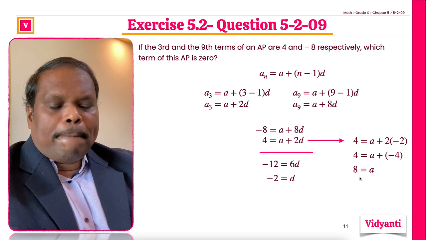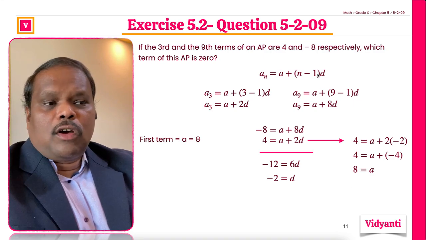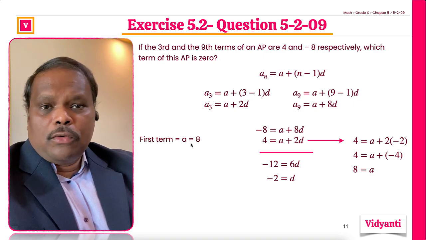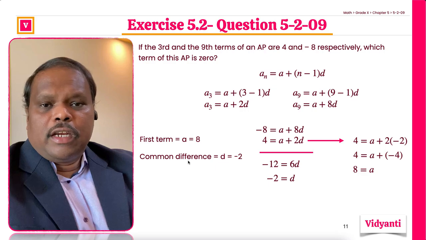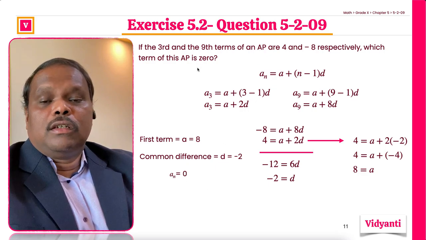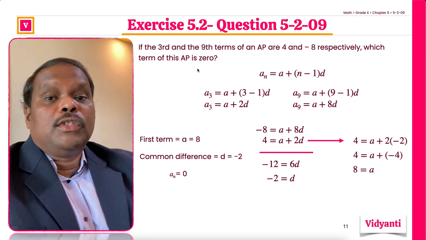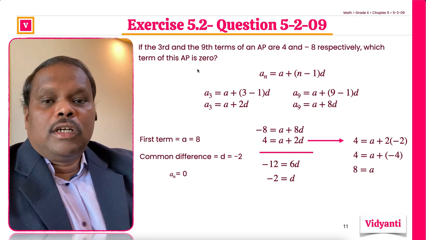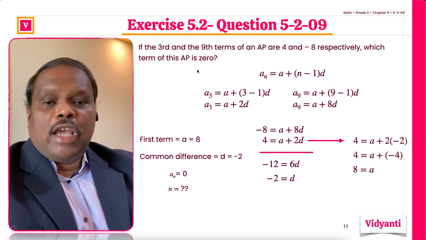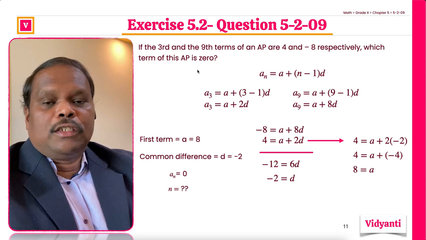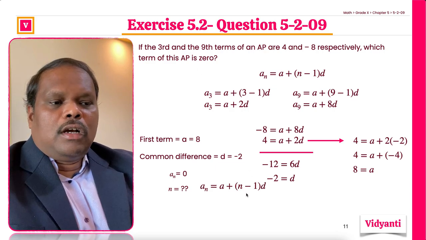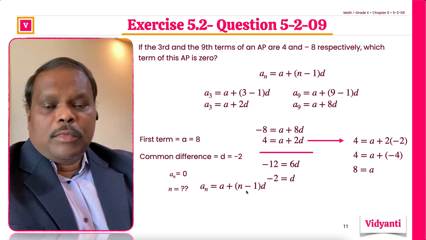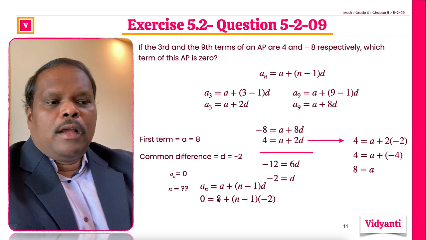So let's again try to use the same formula. First term now is 8, common difference is -2. Nth term is given as 0 because that's the question. What is the position, location of the term which itself is 0? So we have to find out the location, which is the N value. Let's take the same formula. A N will be substituted by 0.